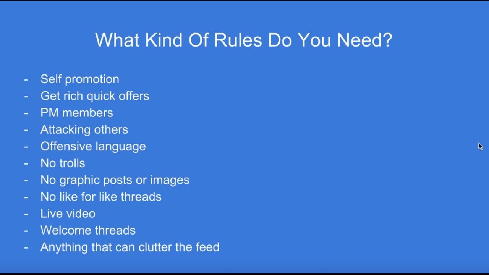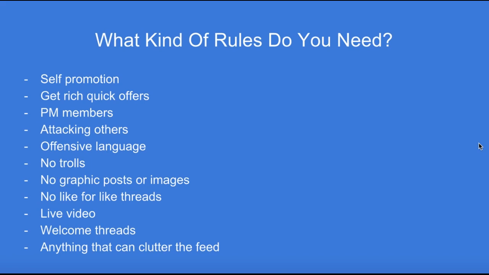And so when I say like for like, I mean social media, follow me on my blog, or anything like that. The major reason why having a no like for like threads rule is important is because it can clutter the feed. And we'll talk a little bit later on too about why not cluttering the feed is so important as a community manager.